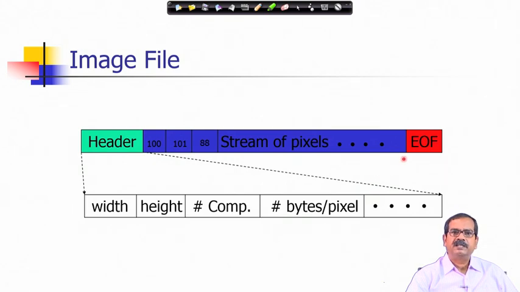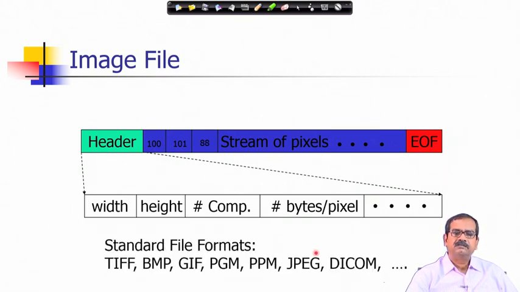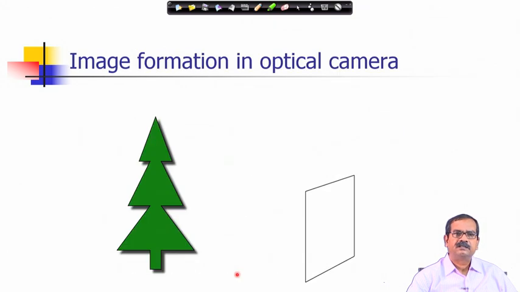Of course, there should be an end of file representation for a file, and there are different standard file formats available for image representation. They are very much standardized and documents are available. So, when you get an image file in these formats, you should know the corresponding format and you should parse the header and get the image. Some example formats are TIFF, BMP, GIF, etc.